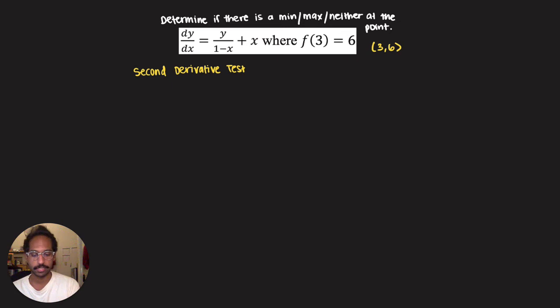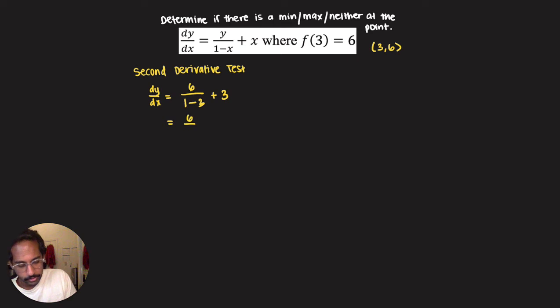And so let's test this out. First off, does this first derivative equal 0? Let's test it. dy/dx equals, and y I'm going to replace with 6, over 1 minus 3, plus x, which is 3. We're going to get 6 over negative 2, sorry, so negative 3 plus 3, yep, that equals 0. So this checks out, which means that we do have some extrema, and we need to figure out what type of extrema it is. We can test that using the second derivative.